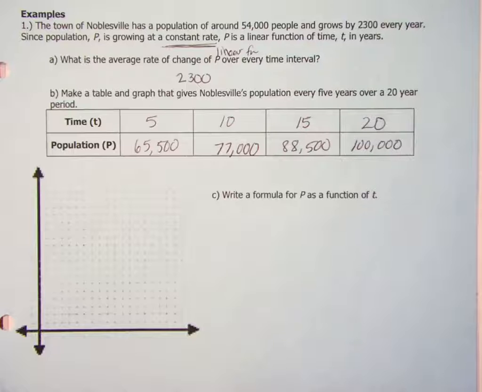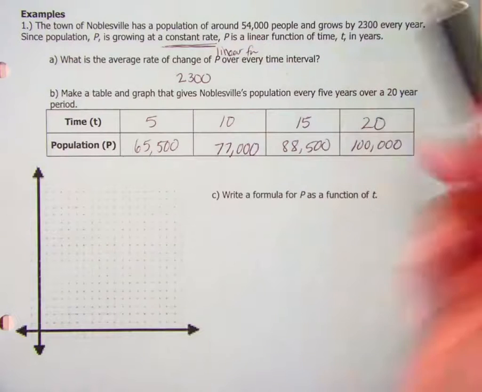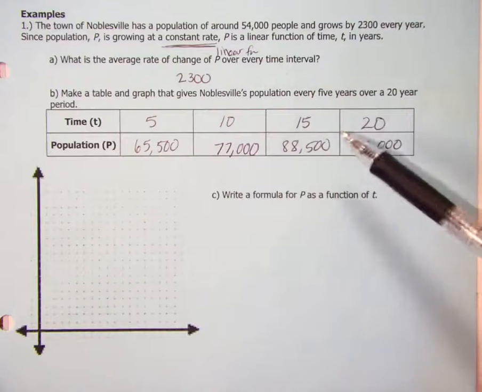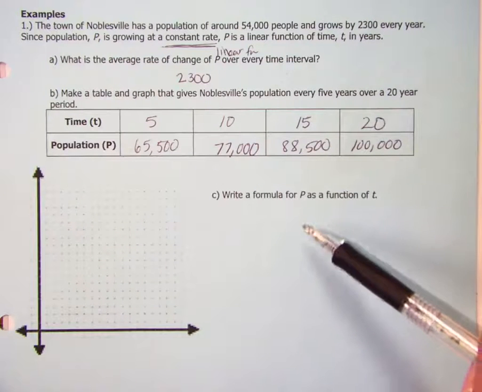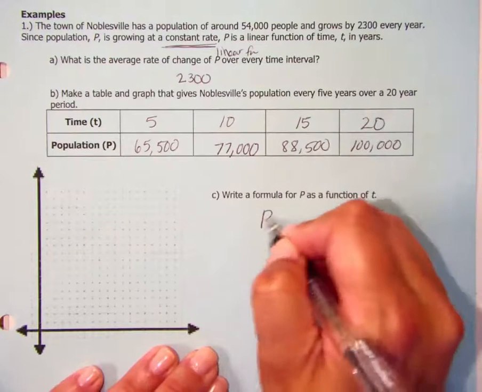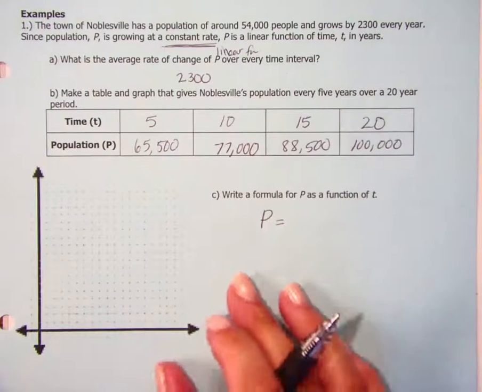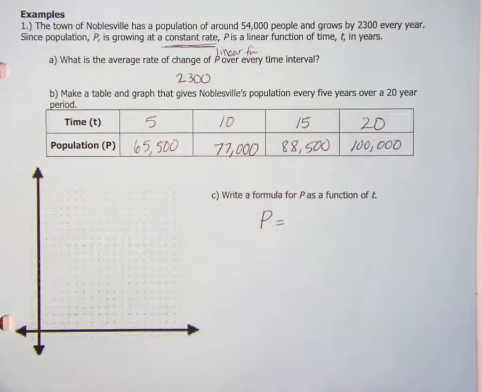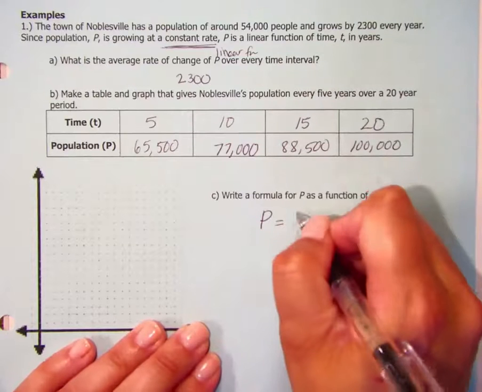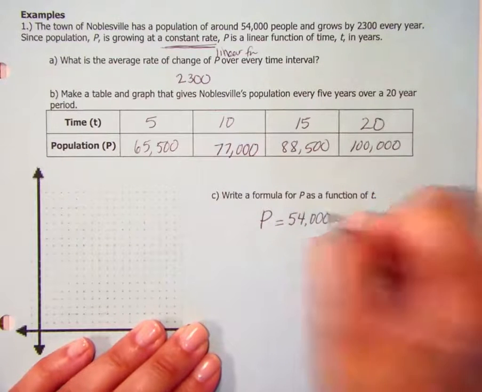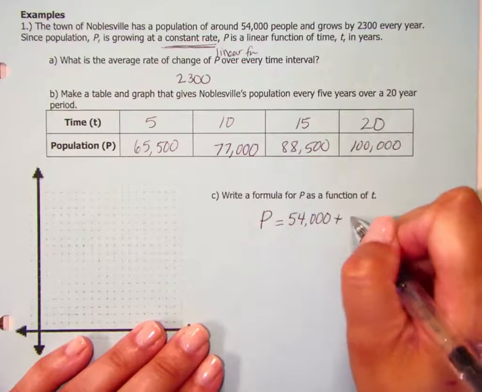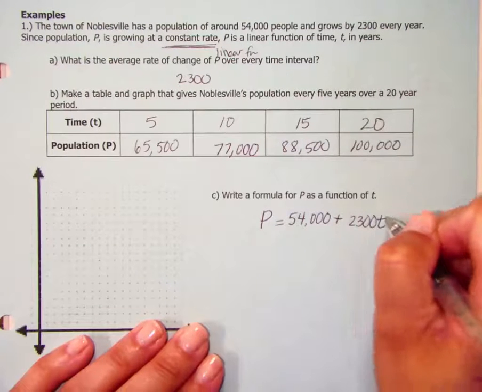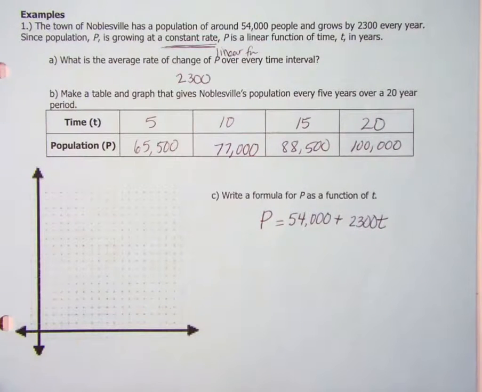All right, we are working through every representation of our function. We were given the verbal, we went to the table, now we're actually going to write the formula for our population. So our population is equal to our initial plus, like Kyle said, we grow 2,300 people per unit of T.